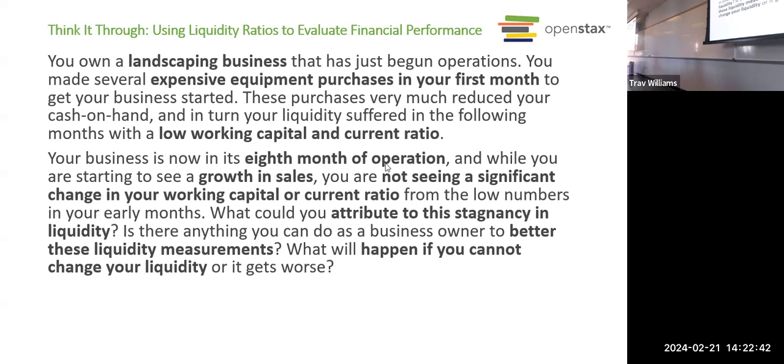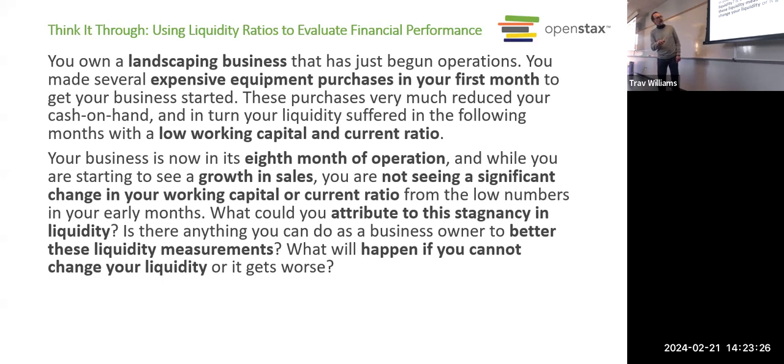Now you're 8 months into business, so 7 months have gone by, and you're seeing growth in sales, which is a good thing, but your working capital and current ratio are still low. Let's think about that. If your sales have gone up, does that mean your current assets have also gone up? They would, because if your customers paid you, your cash would go up, or if they haven't paid you, your accounts receivable has gone up. Both of those are current assets. So since your sales have been good, your current assets are good.